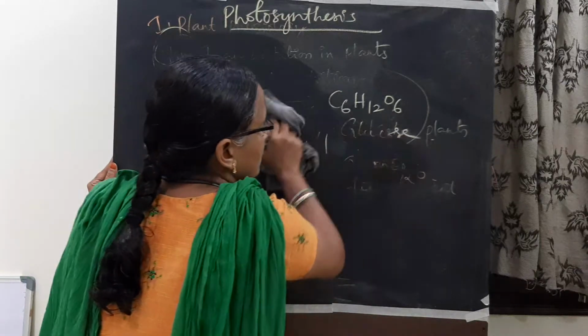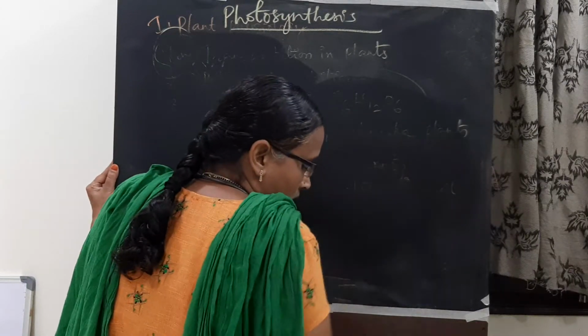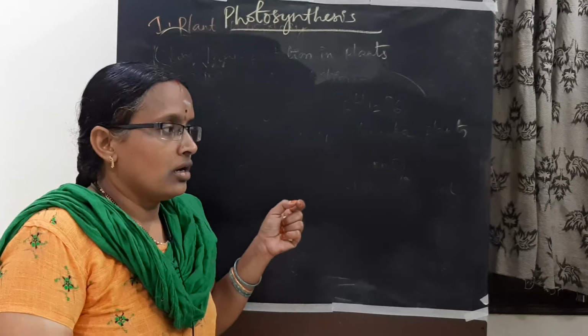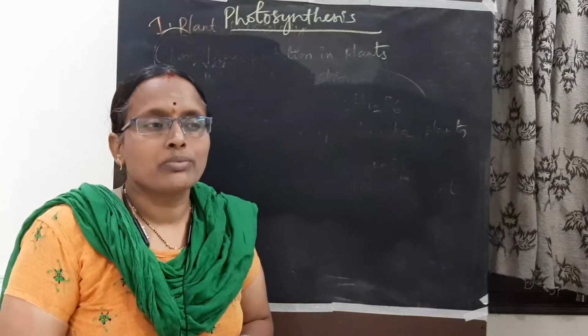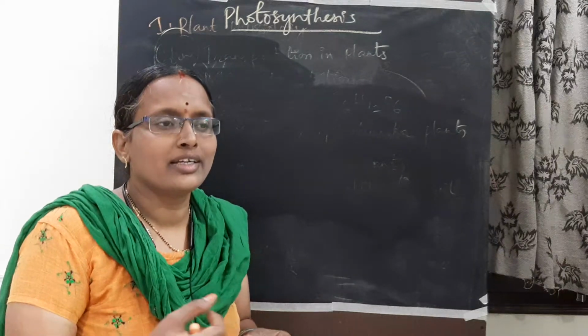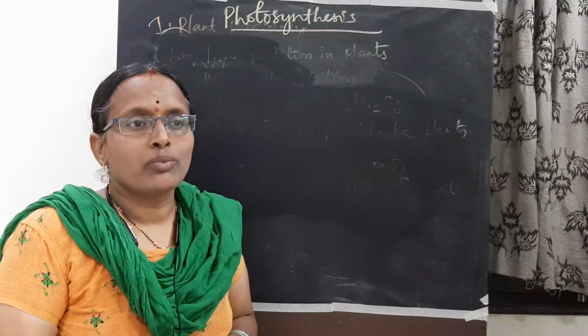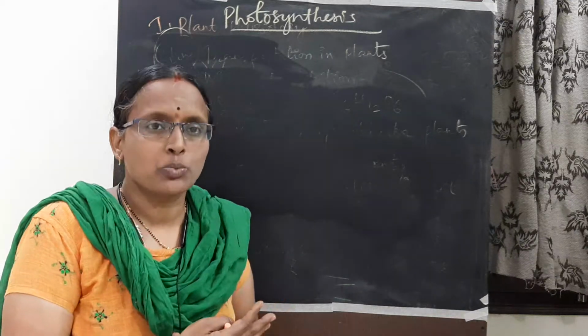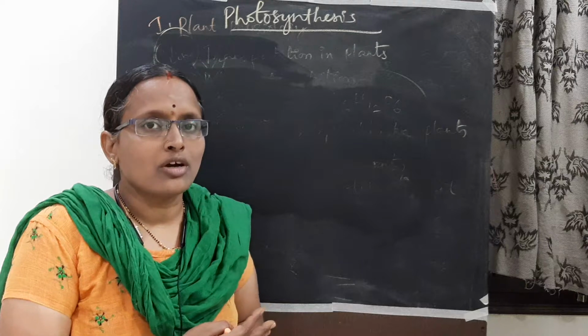Half-leaf experiment. What we are going to prove is that we put a plant leaf into the bottle containing potassium hydroxide. Potassium hydroxide absorbs the carbon dioxide, and ultimately, due to lack of carbon dioxide, carbohydrates are not formed in the half-leaf inside the bottle, while the outside leaf, which is exposed to the light, forms the carbohydrates.